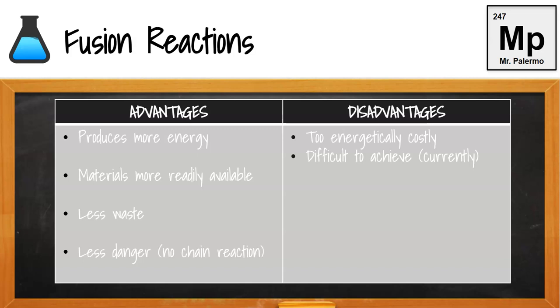So again, why don't we have these fusion reactors? Well, they're just right now too energetically costly. To fuse together those nuclei takes a lot of energy, and currently with the models that we have, we put too much energy in versus the energy coming out. So it's very difficult to achieve currently, but there are a lot of people across the world trying to work on viable models for a nuclear fusion reactor.